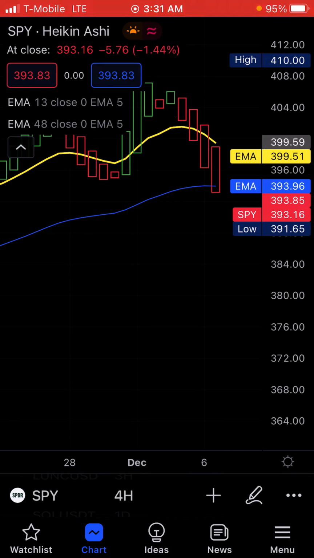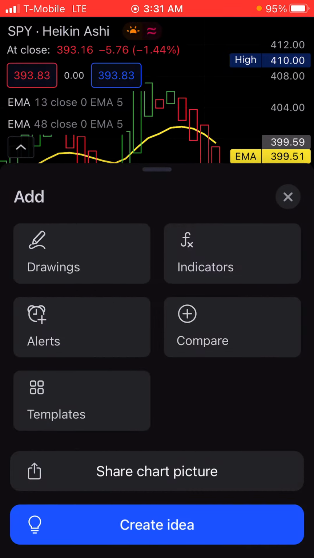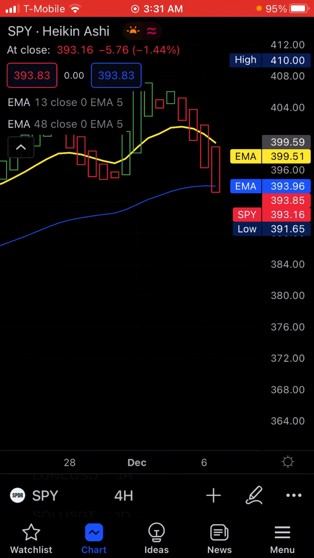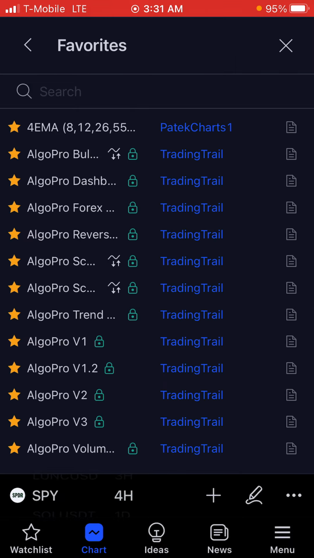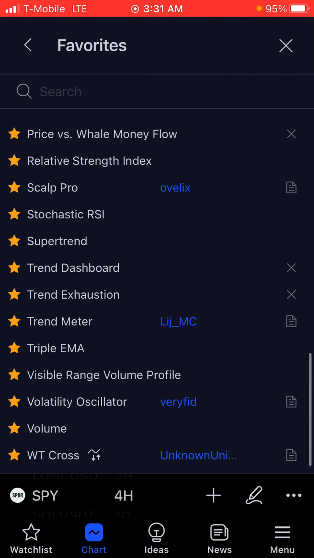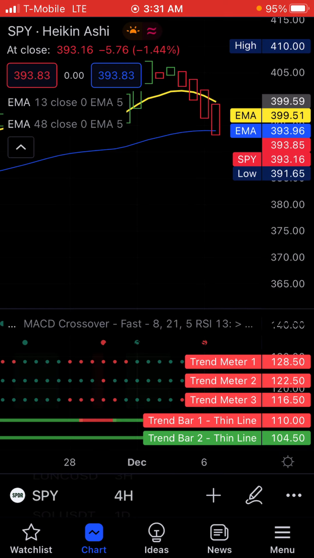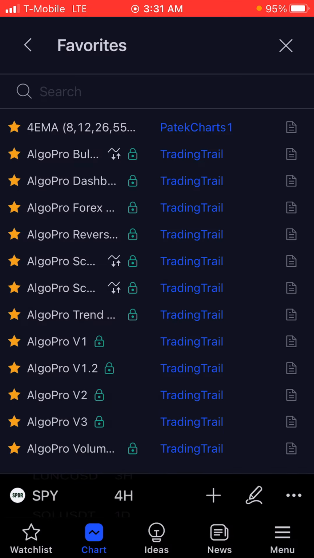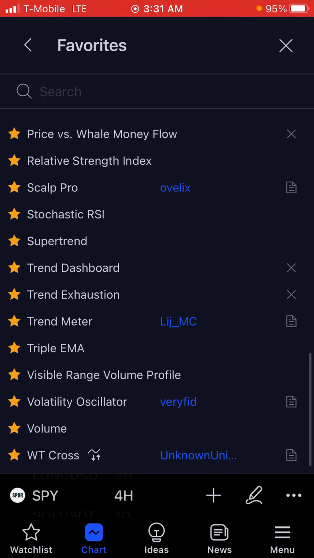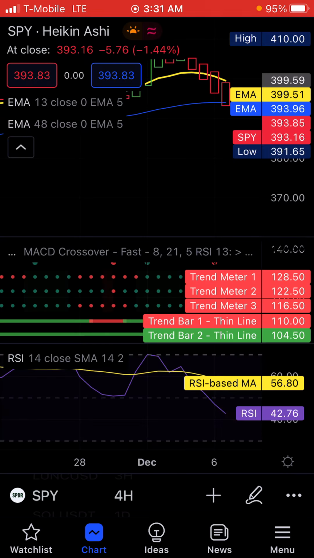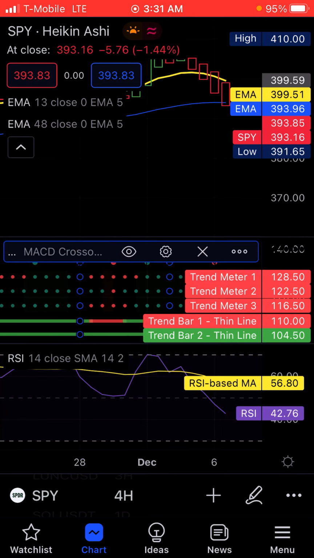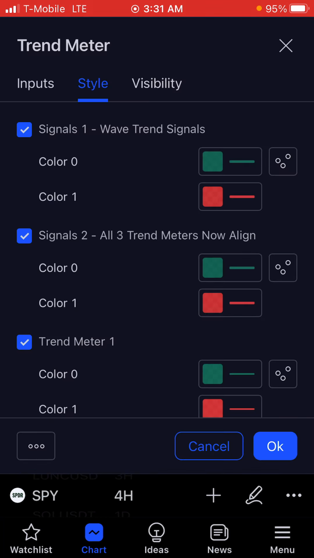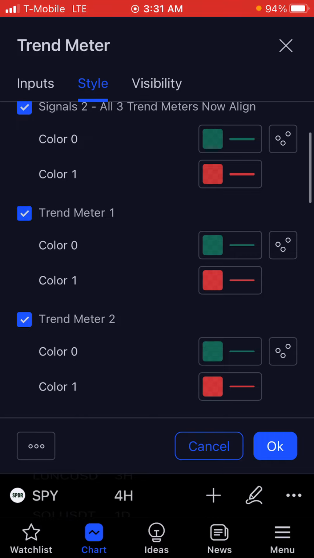So let me show you how to set it up, if you haven't watched the last couple of videos. First, we're going to load the trend meter, and then we're going to load the relative strength index. Okay, so we have them here. With the trend meter, we're going to remove everything except where it says all three trend meters now align. So we're going to uncheck everything else.